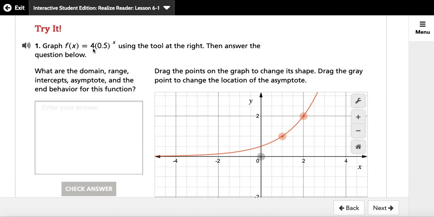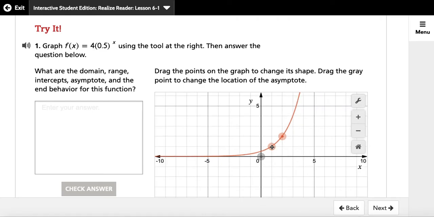Since it's got a 4 here, 4 is the y-intercept. So let me zoom out and move this up to 4. 0.5 means it's a decay problem, so this is right that it comes down. But I probably need to test a point to get the exact graph, so let me plug in 1. 0.5 to the 1 power is 0.5. 0.5 times 4 is 2. So (1, 2) is a point. It really looks something like that.